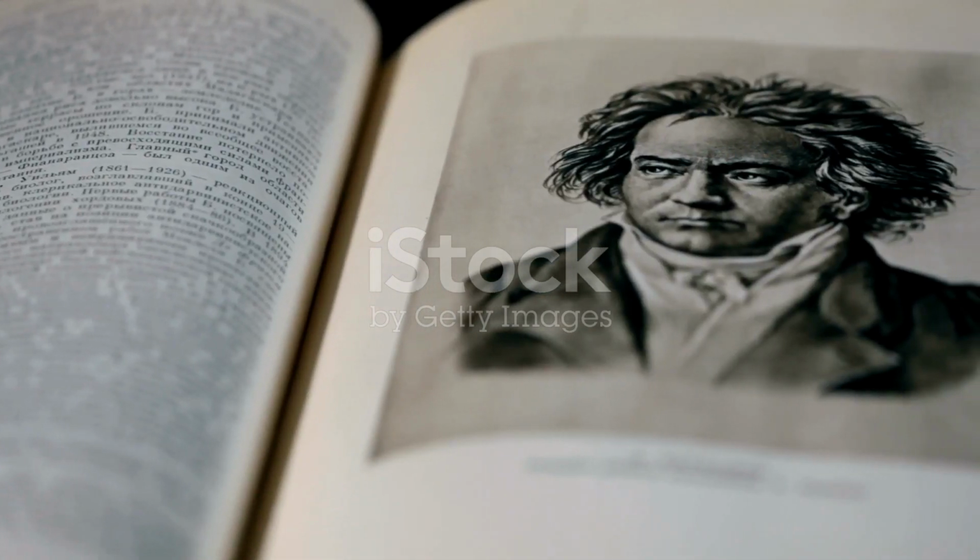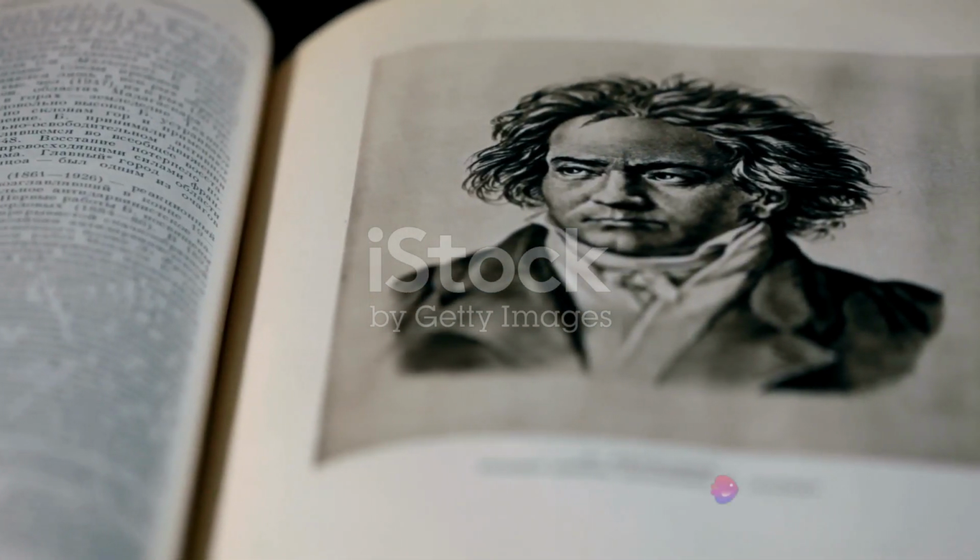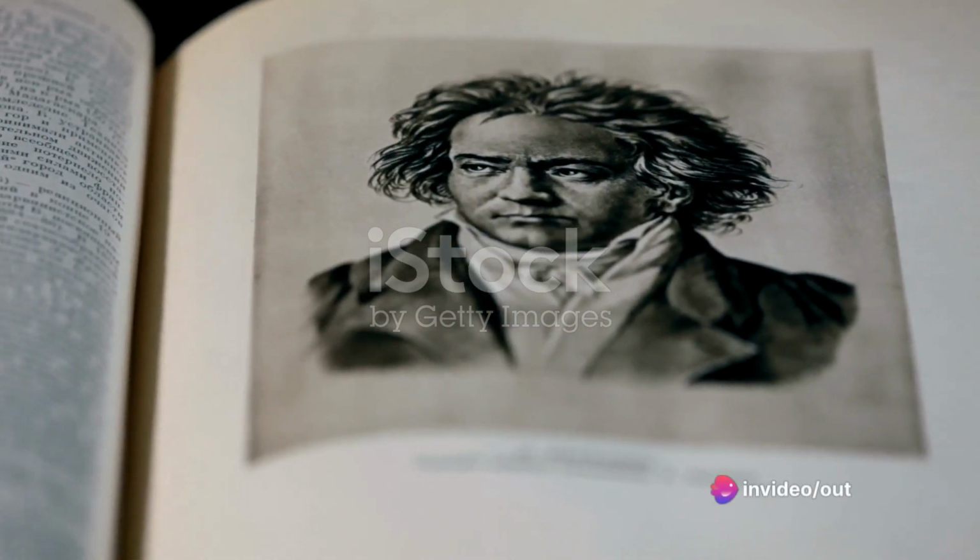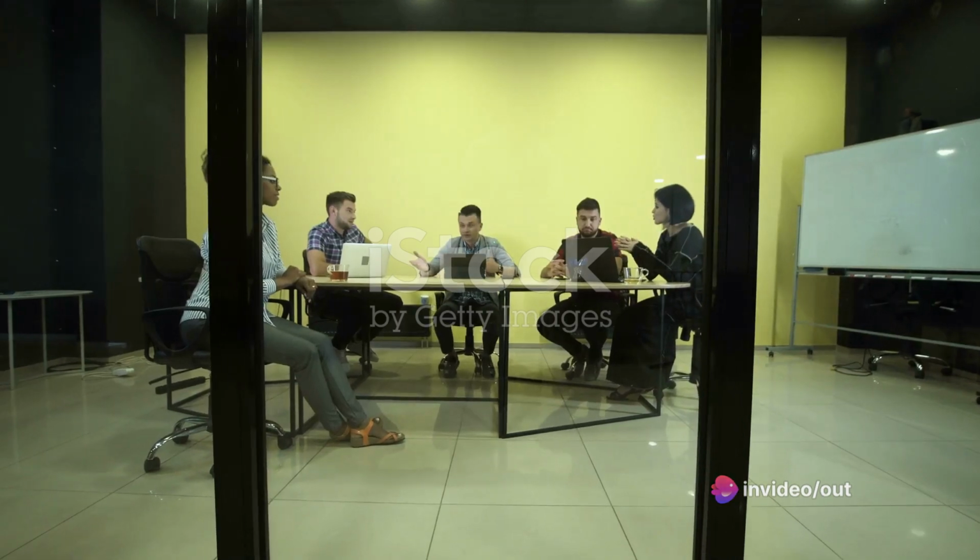The first stage, the thesis, is essentially an initial idea or proposition. It's the starting point, the seed from which everything else grows. It's a statement of how things are, or how we perceive them to be. For example, let's use the concept of freedom. The thesis could be, freedom is the absence of constraints.